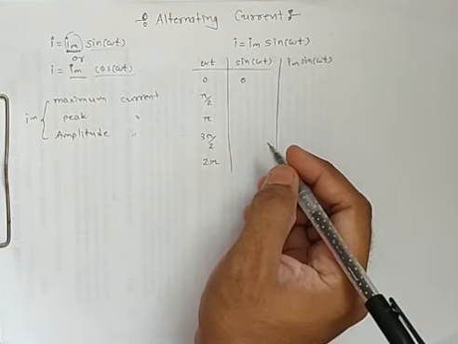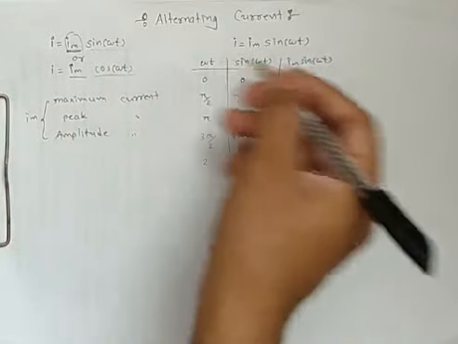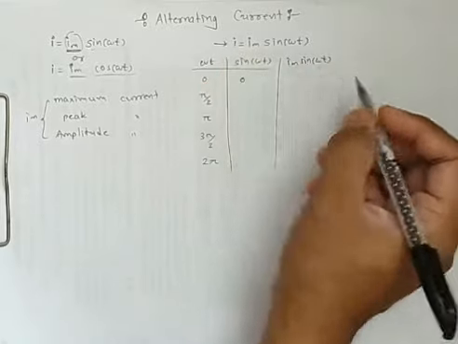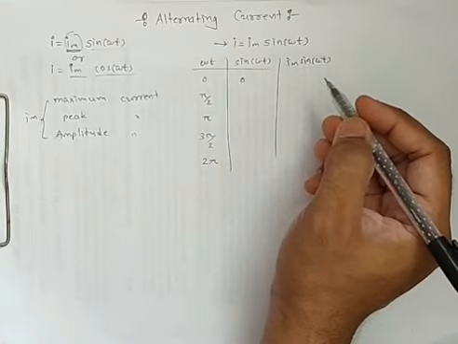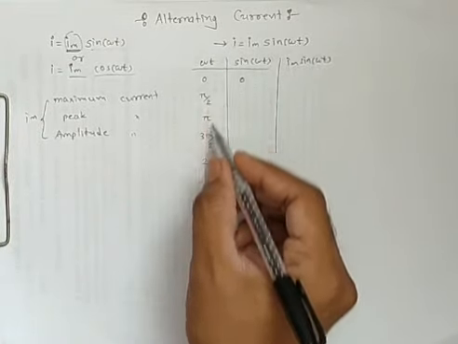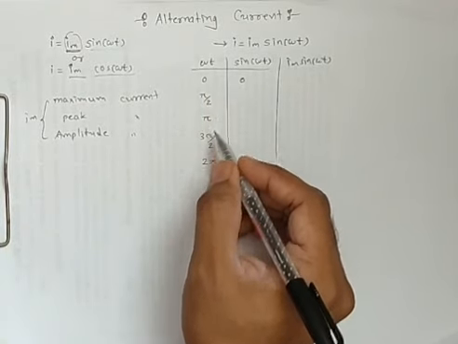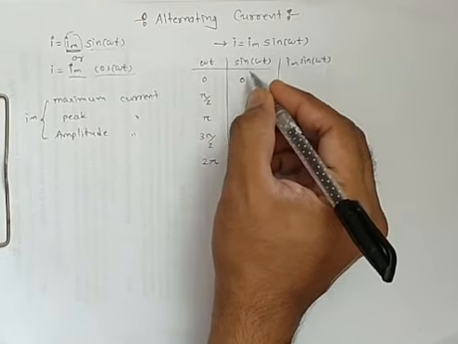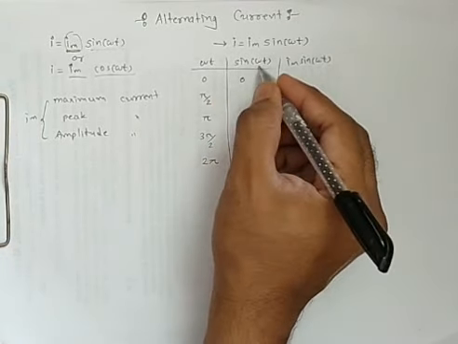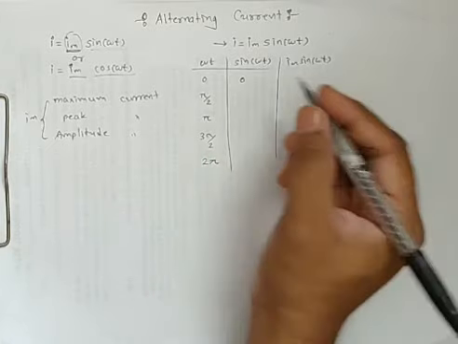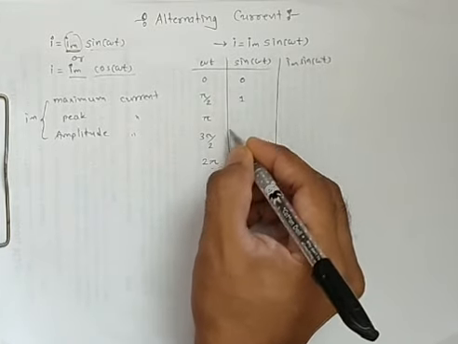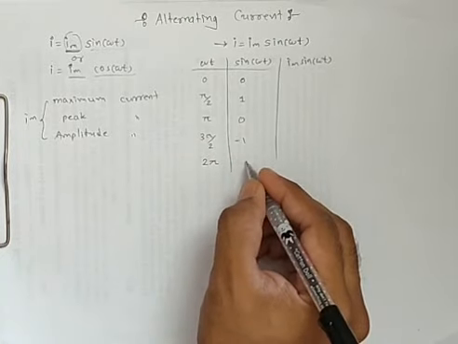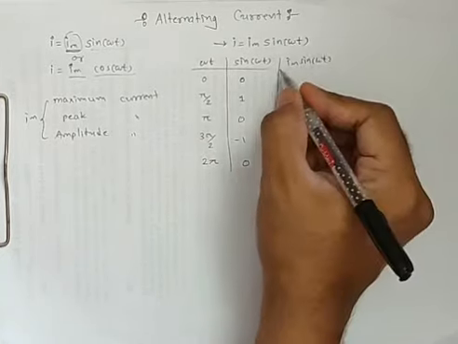First of all, you must know how to draw the waveform of this current. To draw this waveform, let us take an example of Im sine omega t. First of all, write down the values of omega t. It may be 0, pi by 2, pi, 3 pi by 2 and 2 pi. At omega t equal to 0, sine omega t is also 0, because sine 0 degree is 0. Sine pi by 2 is 1. Sine pi is 0. Sine 3 pi by 2 is -1. And sine 2 pi is 0.